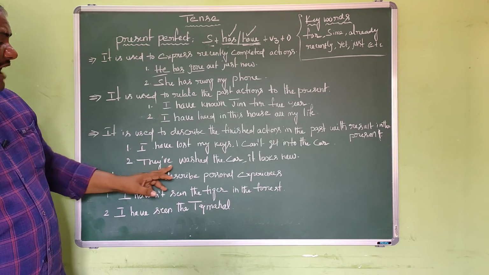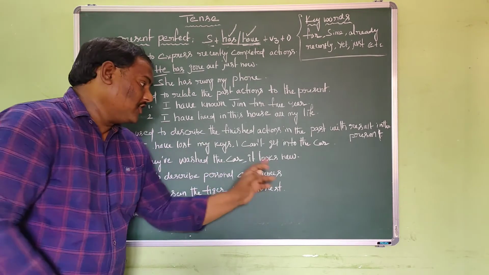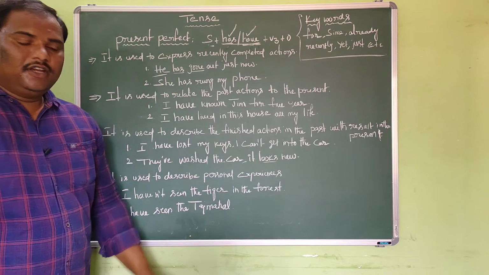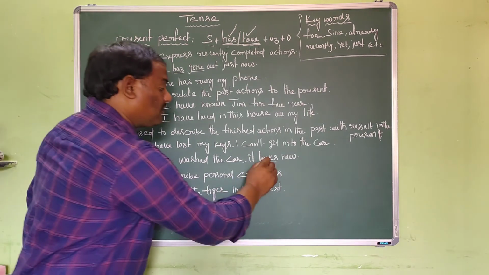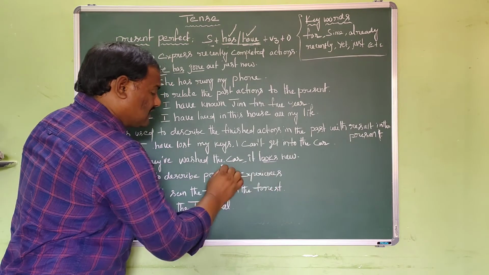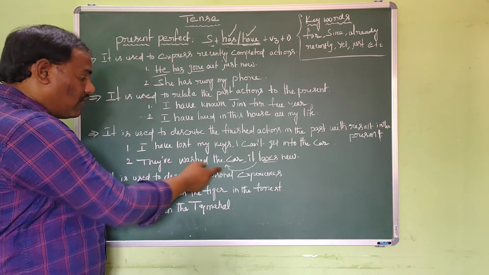Serious. They have washed the car. It looks new. This is the result. ఇది రిజల్ట్ మనకి. We can see a result in the present tense. It looks new, and this result is because of the finished action. What is that? They have washed the car.